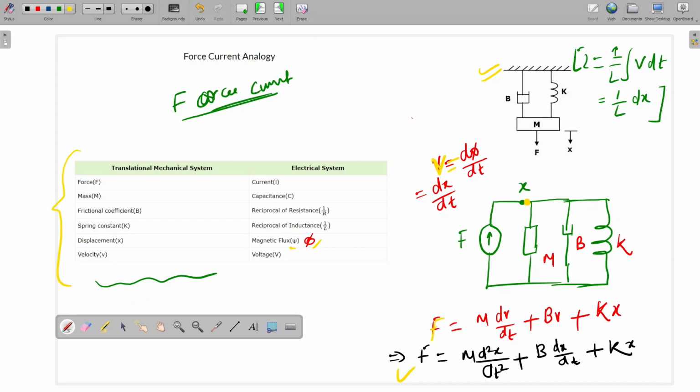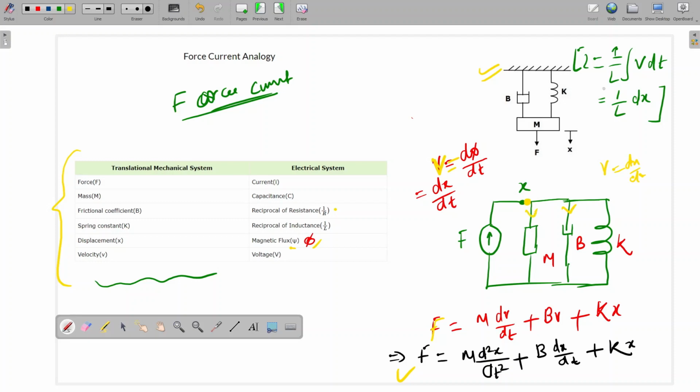If we apply the nodal equation here, the current should be equal to C dV by dt, so mass into dV by dt. Plus, B is resistance, so that current will be V by R, because the voltage at this node X is V, I am assuming. So V will be equal to dx by dt. B is 1 by R, so V by R will be the current in this one.